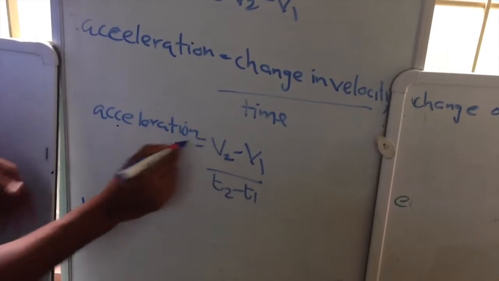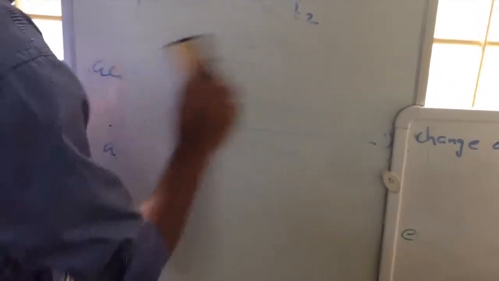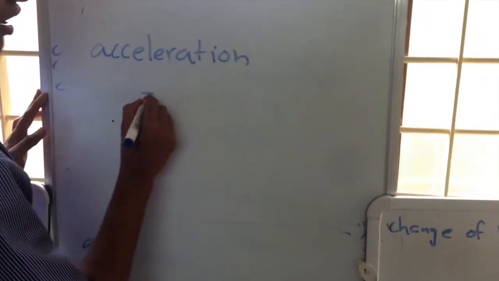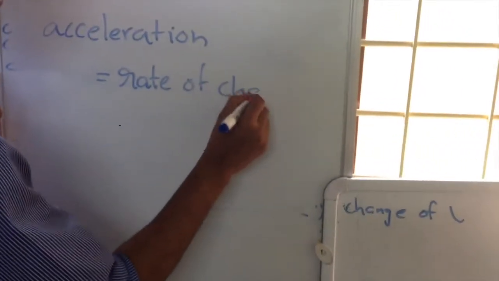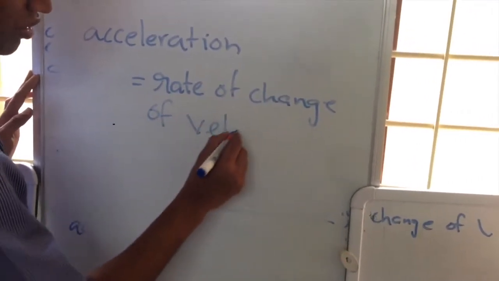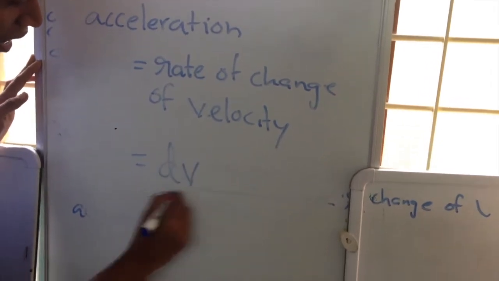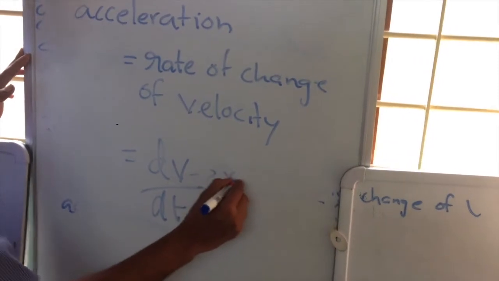So in simple sentences, acceleration is equal to the rate of change of velocity. That means in derivatives, dv by dt, where v is velocity, t is time.